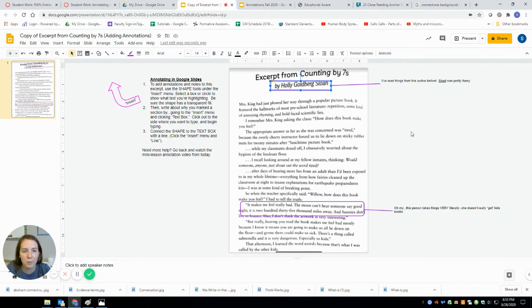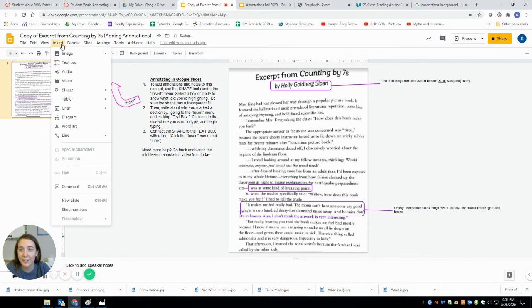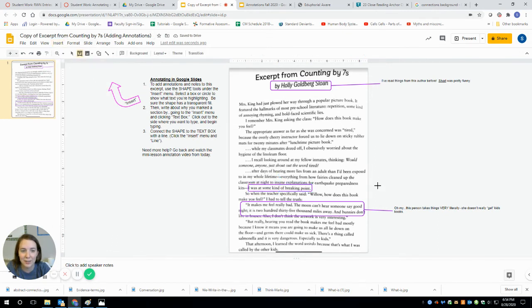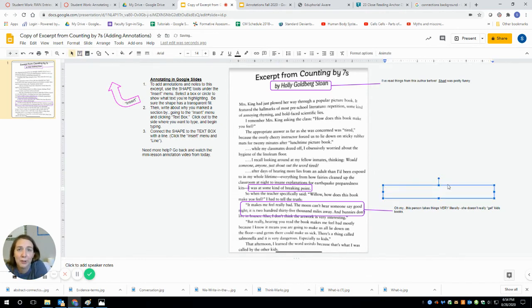So let me grab this one more time. Let's do one more example. So let's do a because, something I noticed because, or a for instance. Right here where she says, I was at some kind of breaking point. Dude, I could say so much about this. I think you guys could make a connection to your own life where you had a breaking point. You could predict what you think she's going to do next. You could tie it to why she's at her breaking point. All of those would be good examples.